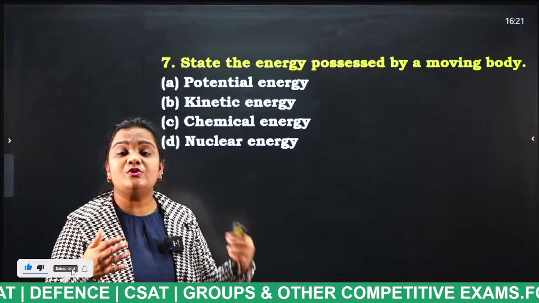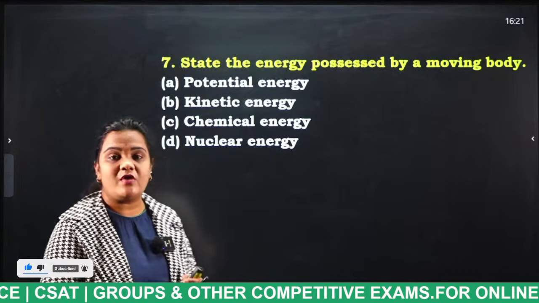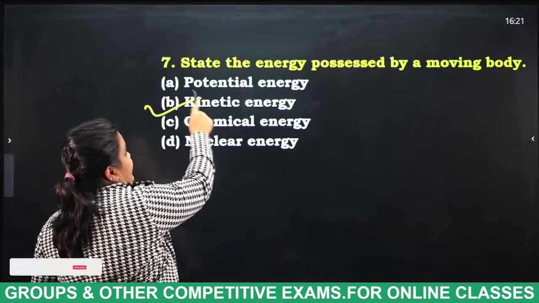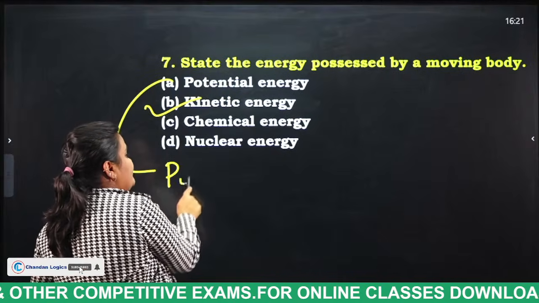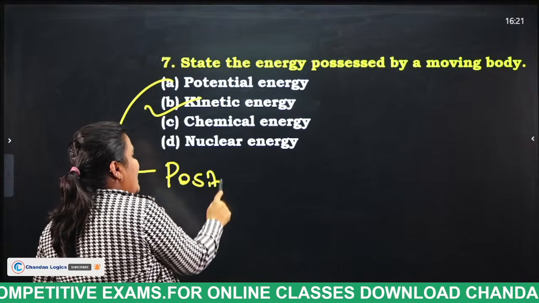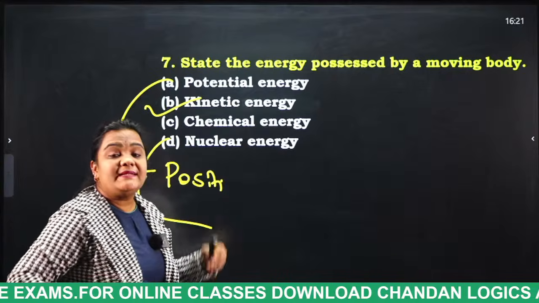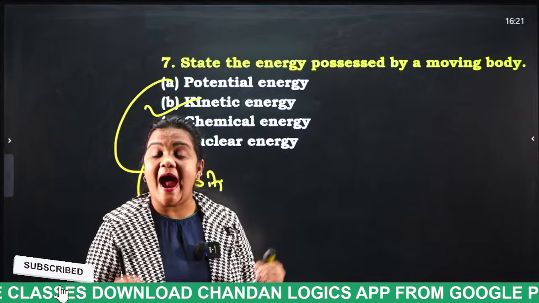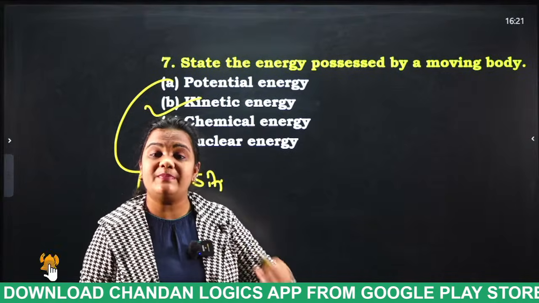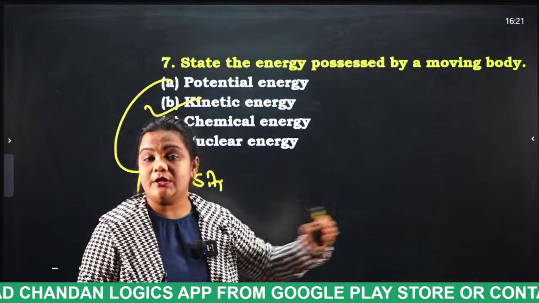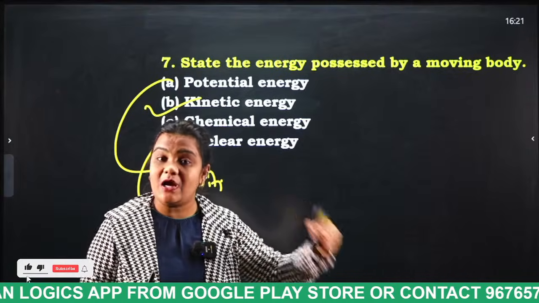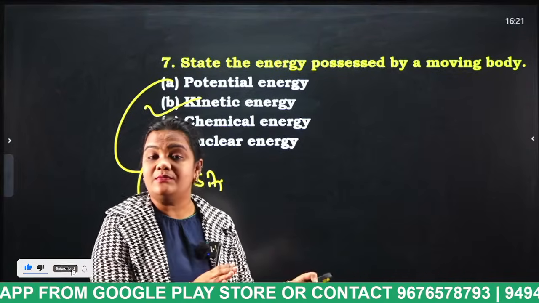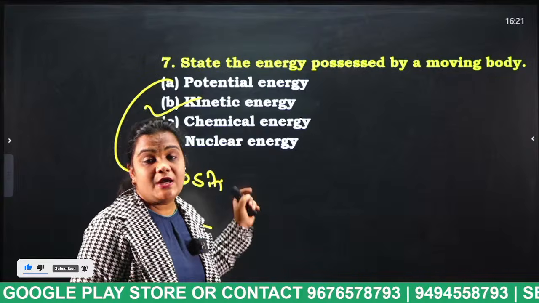The energy possessed by virtue of its motion is known as what, friends? Kinetic energy. The energy possessed by virtue of its position is known as potential energy. And what is this nuclear energy? The energy present between the atoms and molecules. The energy present to split the molecules or to form the chemical bonds between the atoms, that energy is known as what, friends? Nuclear energy.